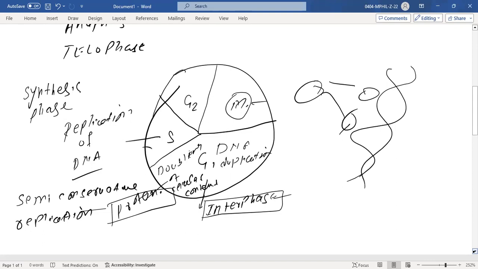There would be a template strand and a main strand, and their bonding will break. That is what we call the helicase enzyme, which will disunite or disintegrate and divide both of the strands.